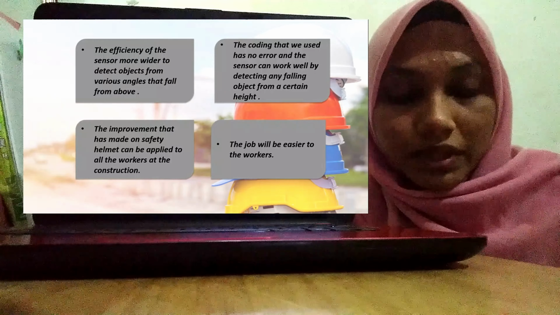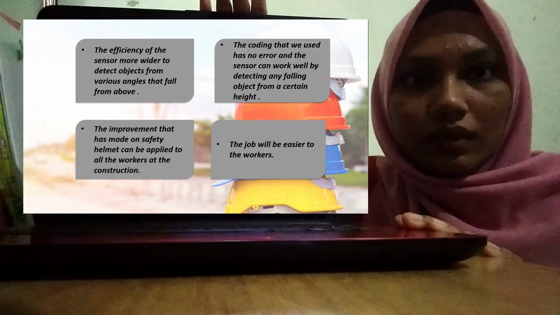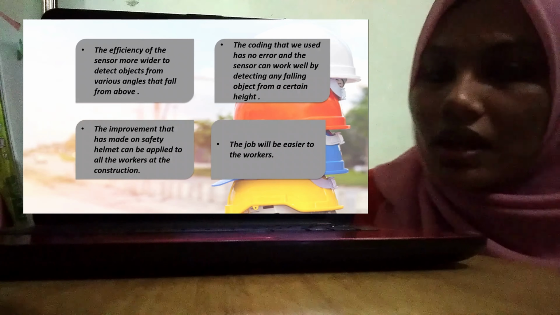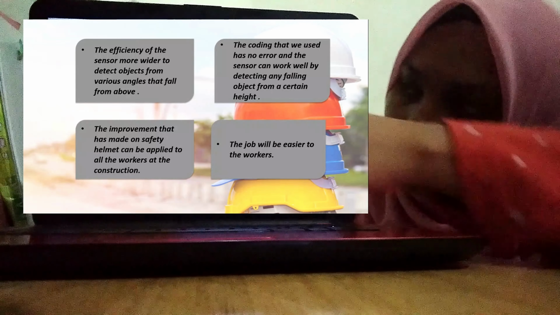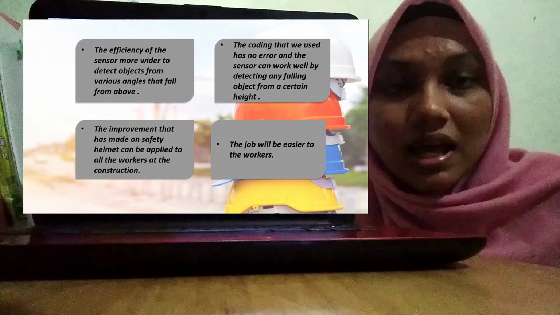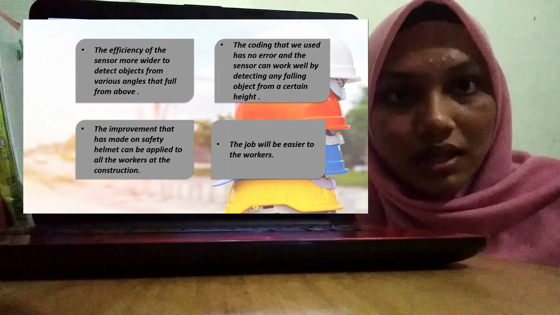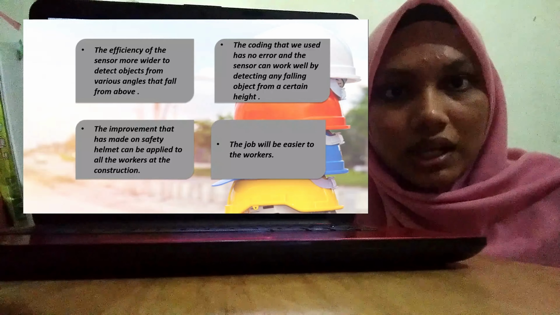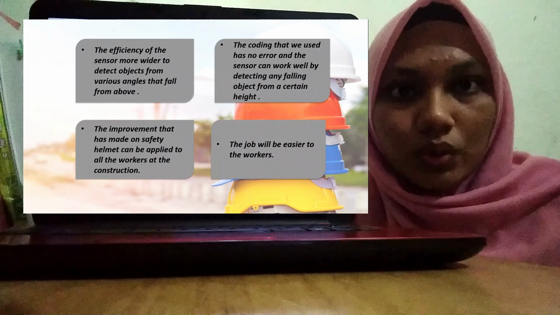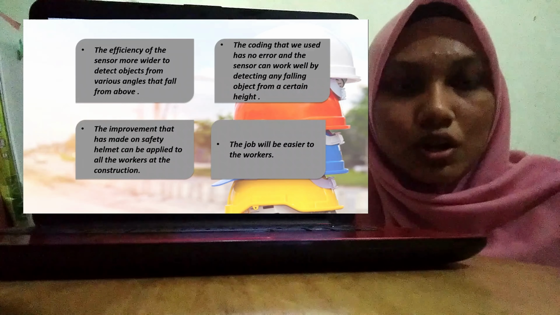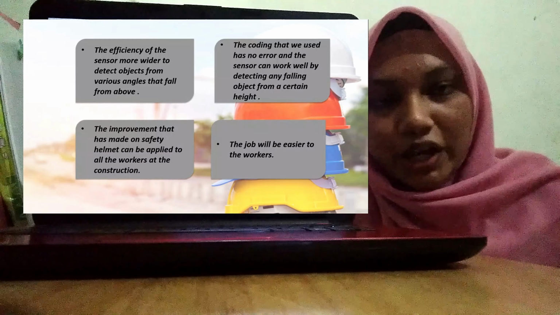So last but not least, the expected result. For the expected result, I hope the coding that we use, this is my part, has no problem, and the sensor can work really well and can detect any falling object from a certain height, as well as the alarm, it can produce sound when the sensor detects any movement from the top. So yeah, that is my part. Thank you.